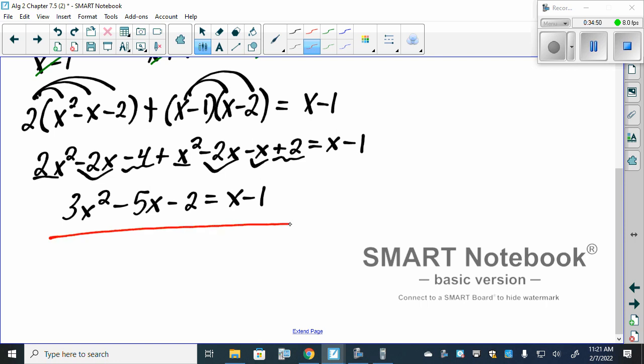But we do need this equal to 0. So the first thing we can do is what? Add 1 or subtract x. Or if we wanted to, we could actually do it all in one step.